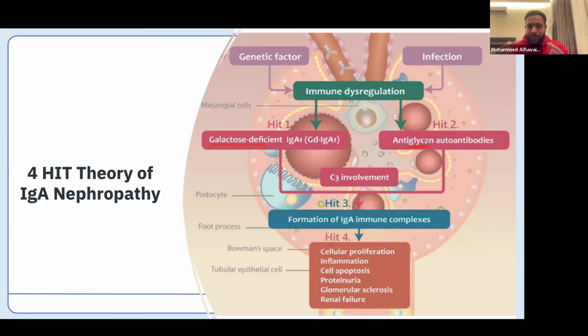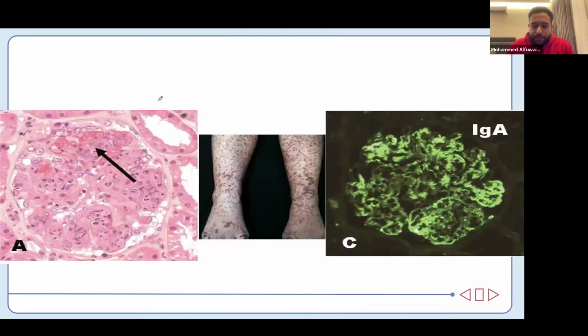Is that you will produce IgA antibodies against the glycan. Where is it? Where is the glycan? In the basal membrane. So you have formation of IgA immune complexes that will go to this glycan and will cause all the inflammation, cell apoptosis. Okay? Will you get tested on this? I highly doubt it, but fair game. Okay? So yeah, this is the four-hit theory of IgA nephropathy.